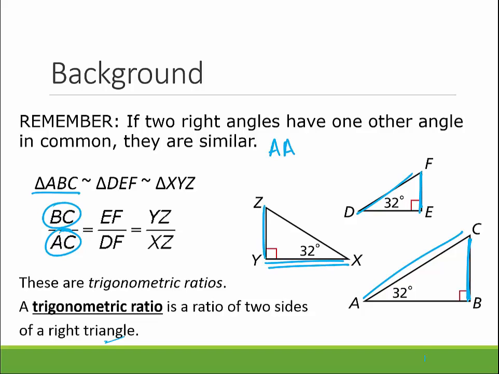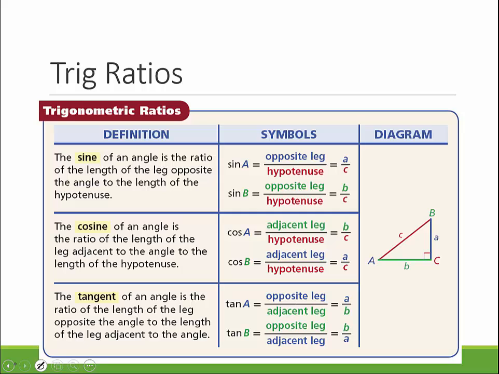These are things called trigonometric ratios. And a trigonometric ratio is just a ratio of two sides in a right triangle. And these are so special because they're right triangles. We spend an entire section on them, and there's actually an entire discipline of math called trigonometry that is spent talking about these ratios. So here's your definition.